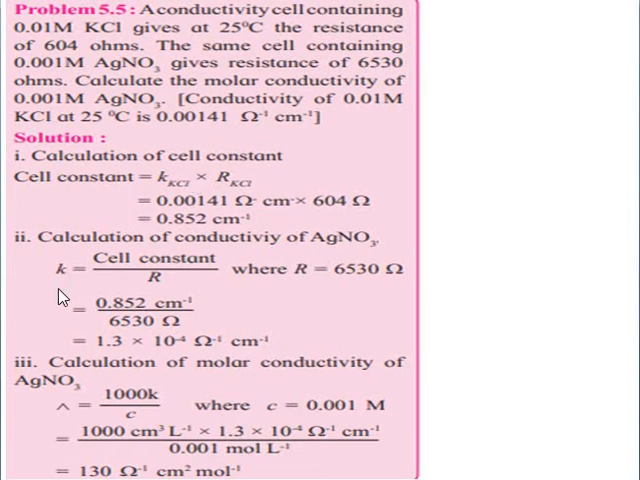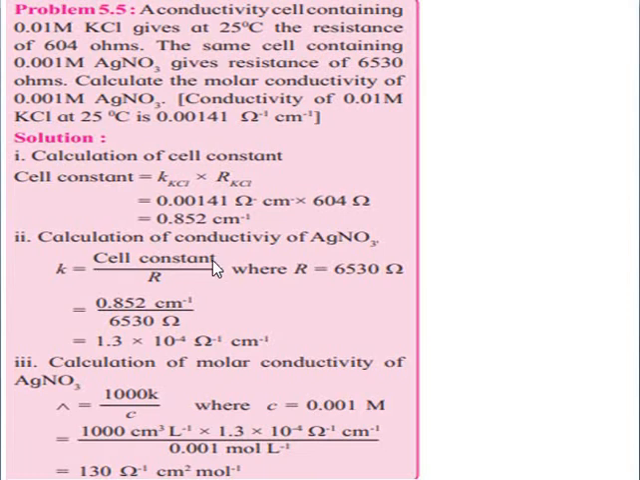Then second is the calculation of the conductivity of AgNO3. The conductivity K equals the cell constant divided by the resistance. The cell constant, determined from the first equation, is 0.852, and the resistance for this second solution is 6530 ohms. Therefore, K equals 0.852 divided by 6530, which is equal to 1.3 into 10 raised to minus 4 ohm inverse centimeter inverse.